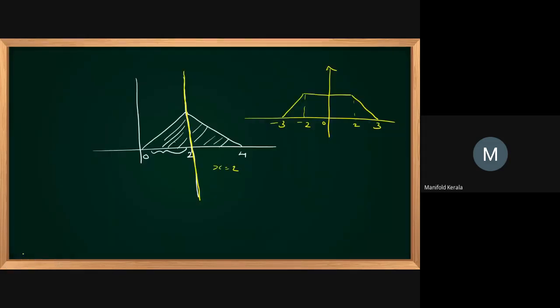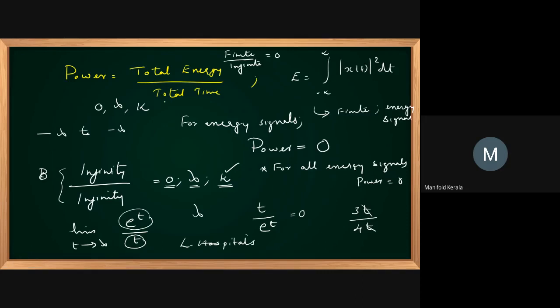We have introduced the concept of power as total energy divided by total time. So this should always be kept in mind. Okay. So we'll see the definition for power. Power of a signal is evaluated as power is equal to, we'll take the limit t tending to infinity, of the integral from minus t by 2 to plus t by 2 of mod x of t square dt.